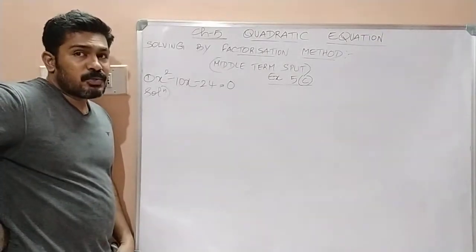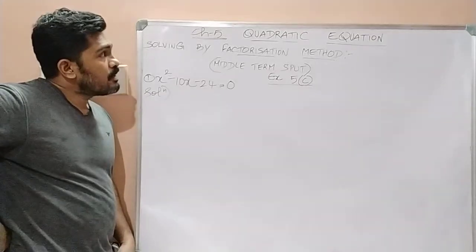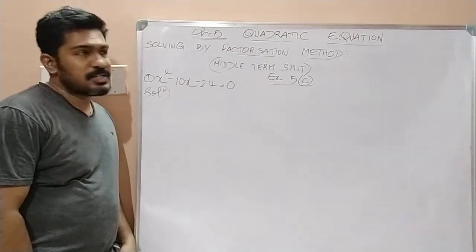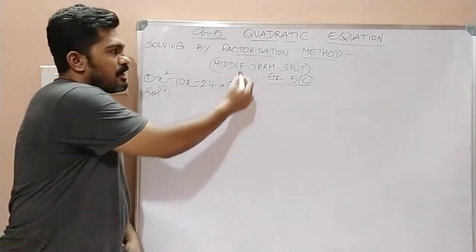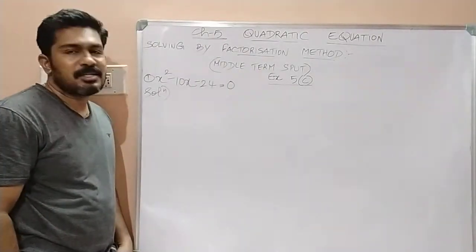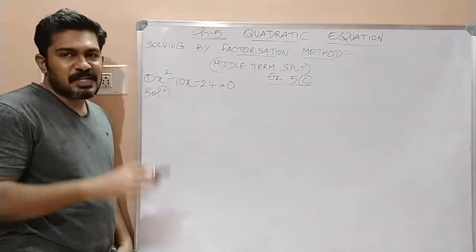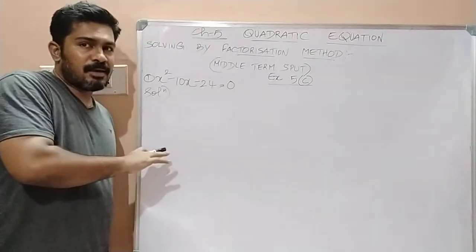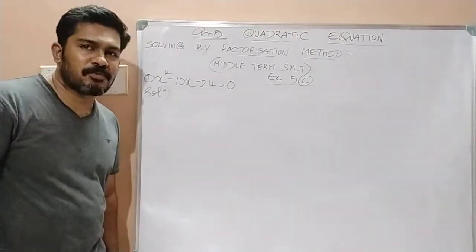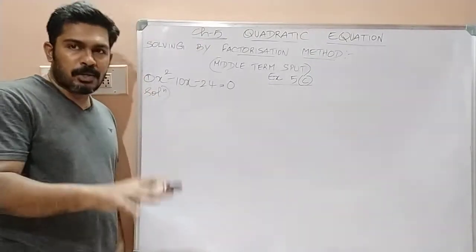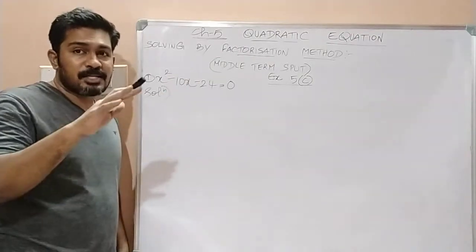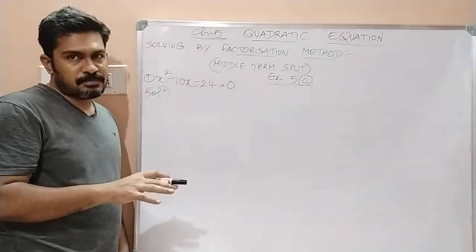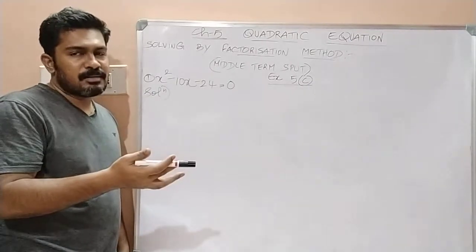Children, we are going to learn solving quadratic equations by the factorization method. I have written in the bracket middle term split method also. Children, you must have noticed that from exercise 5a, I am jumping directly to exercise 5c. There is a reason for that, because exercise 5b and exercise 5d are both interrelated. You will come to know that later.